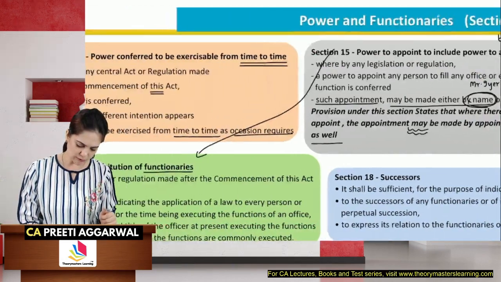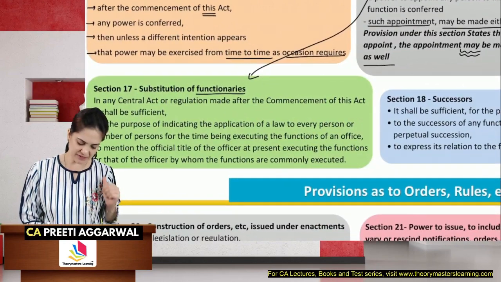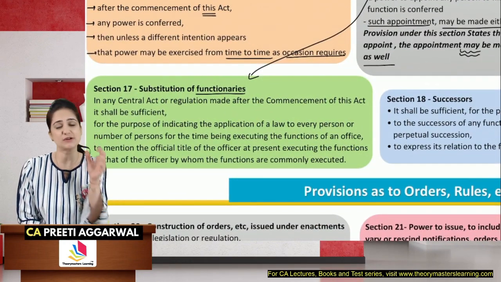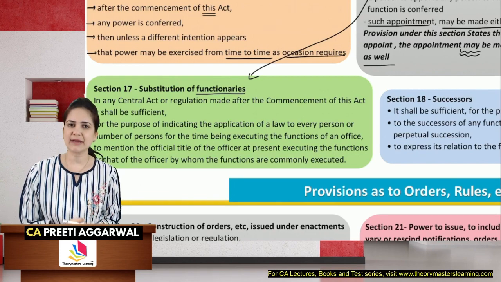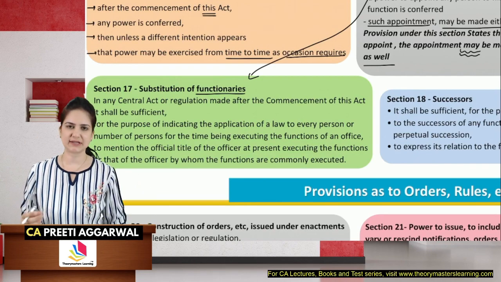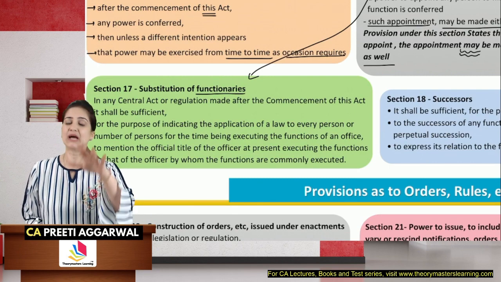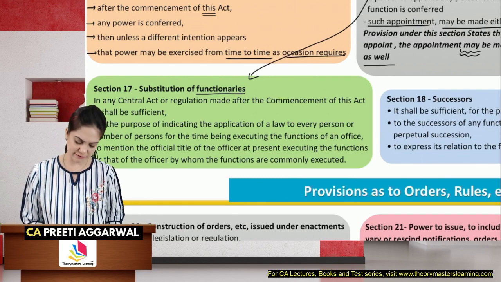Okay, so along with this, let us also discuss section 17, which is substitution of functionaries. Instead of writing the name, because we know persons may change, it is fine if you just write the designation. So whoever is appointed at that place at that particular time will automatically be considered for that position.